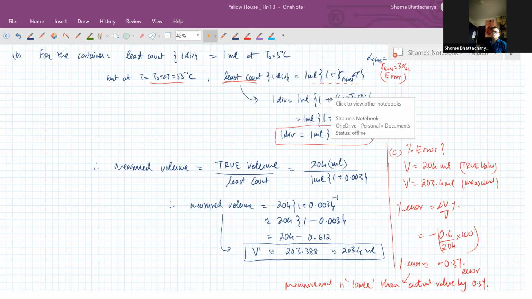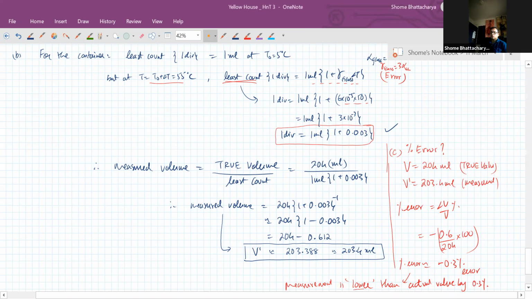Yeah, because the measurement is less than the true value. So I've written in the end, it is lower than the true value. You can see V prime is less than V. That's why the error is a negative error.